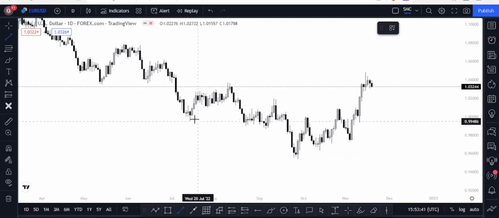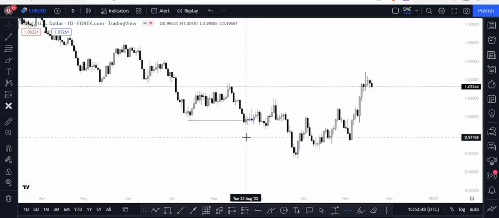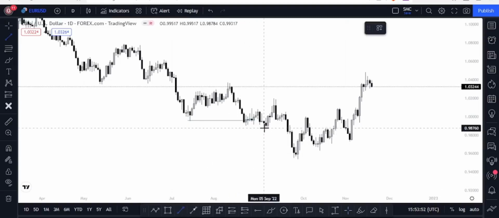We have a break of structure here, this is a break of structure as you can see, and then yet we have another break of structure here.